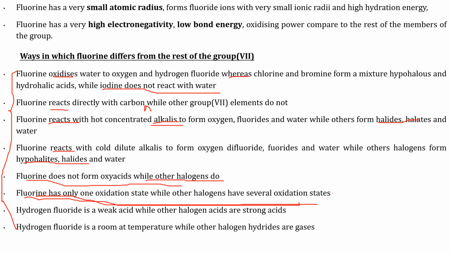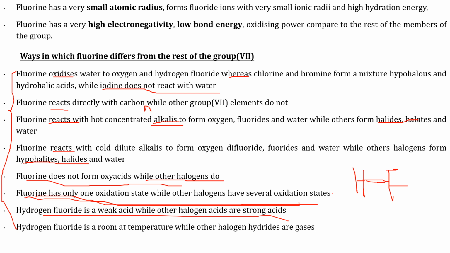Then, hydrogen fluoride is a weak acid, while other halogen acids are strong acids. And the reason behind that, as I've told you, is the formation of hydrogen bonding. Fluorine is one of the most electronegative elements in the periodic table. So if hydrogen combines to it, we form what we call hydrogen bonds.